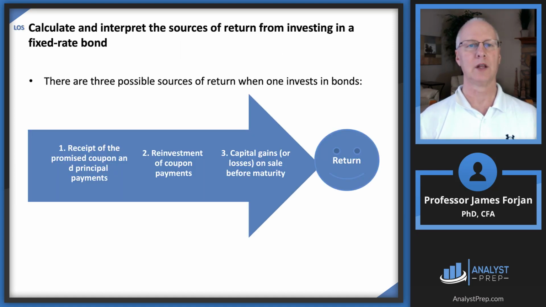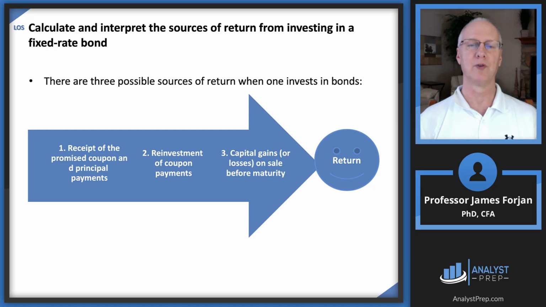All right, let's go ahead and calculate and interpret the sources of return from investing in a fixed rate bond. Let's just remind ourselves about fixed rate bonds. What are we doing here? We're either a government or a business, and we're issuing a bond because we have something to do with that capital. If we're a corporation, it's probably to invest in a positive net present value project. If it's the government, it's to provide some kind of services. Either one makes an explicit promise to the bondholder. The borrower says, I promise to pay you interest and I promise to pay you principal.